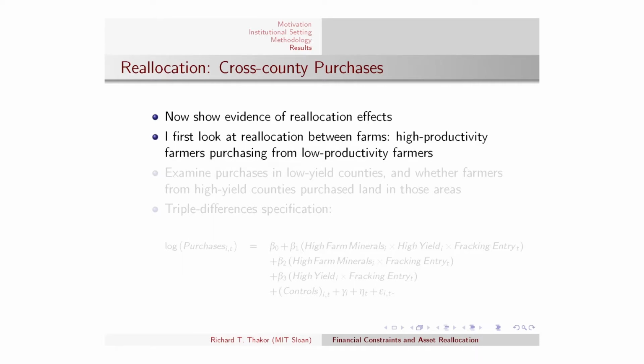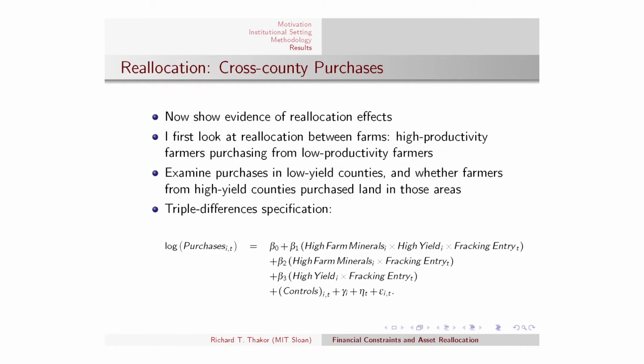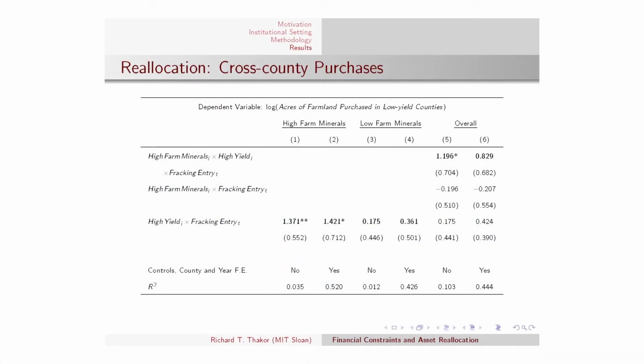I first examine a reallocation between farms, and more specifically that high productivity farmers are purchasing from low productivity farmers. So in order to do this, I examine purchases in low yield counties, which are the low productivity counties, where yield is the standard measure of agricultural productivity. And I examine whether farmers that reside in high productivity counties are purchasing in those low productivity areas. And I do so in a triple differences specification, where the dependent variable is the number of purchases in low productivity areas. And the interpretation here is that after the arrival of fracking, in the areas where many farmers own mineral rights, whether the high productivity farmers purchase in the low productivity areas. And that's what I find here. So this is evidence that high productivity farmers are purchasing from low productivity farmers, which is consistent with an efficient reallocation effect.